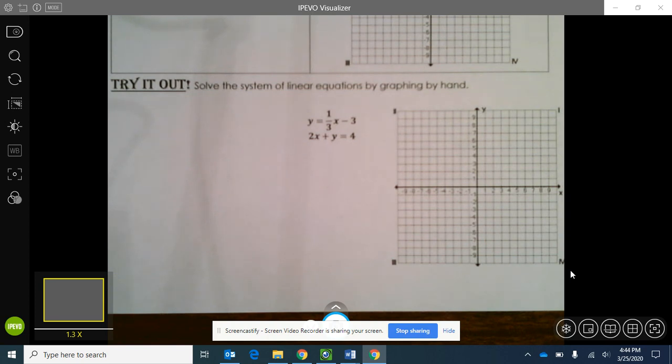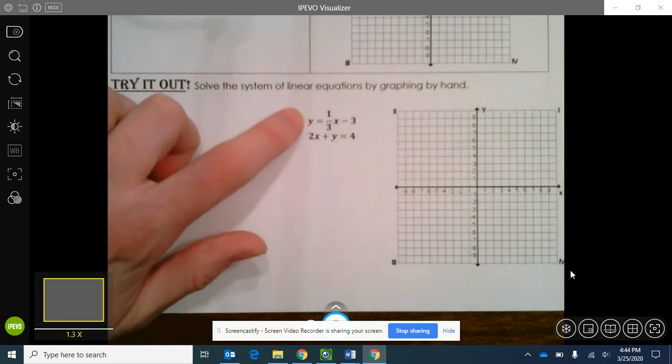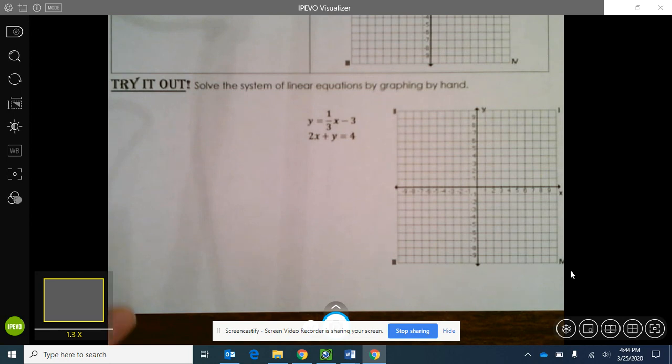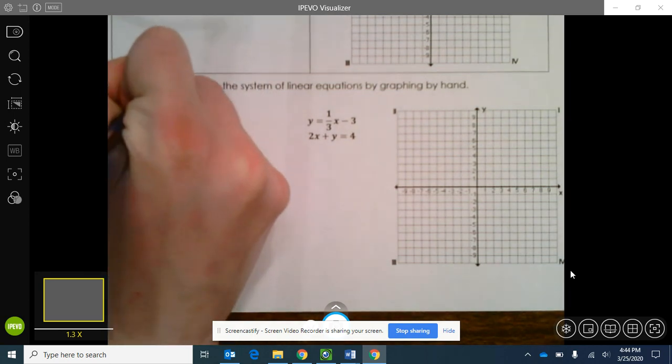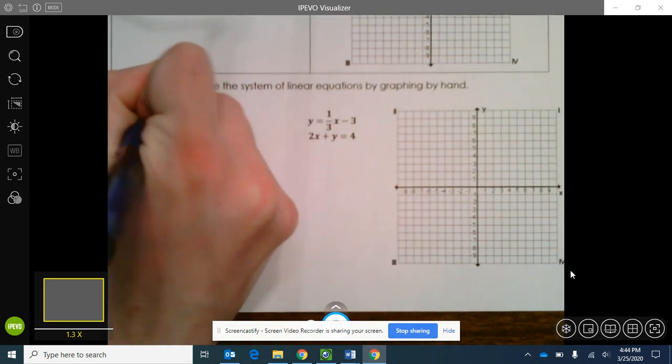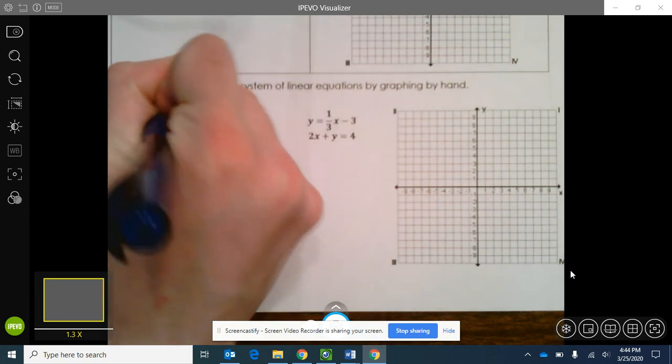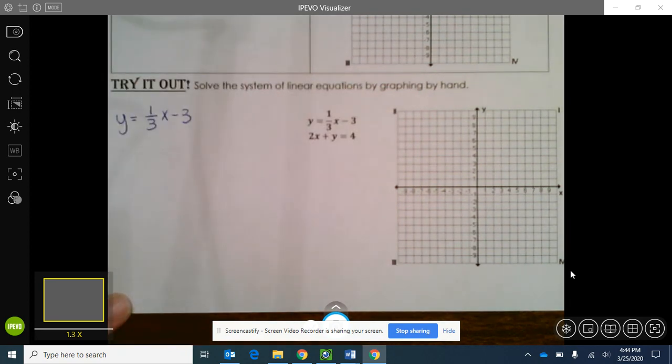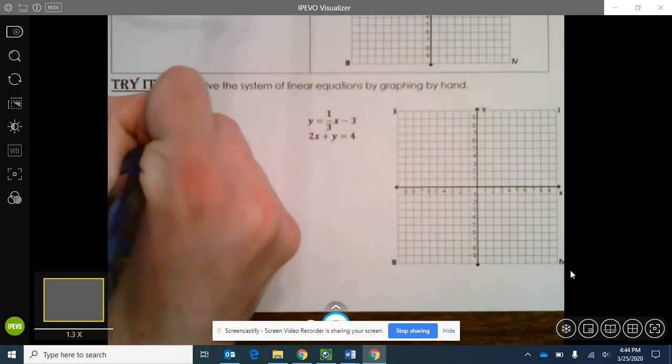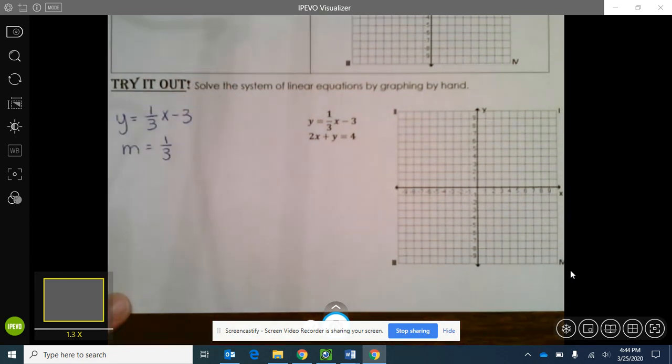So if you look at our example here, we have our first equation solved for y. So it's y equals, y is all by itself. This is in slope-intercept form. So for our first equation, okay, it's already solved for y. So our slope is going to be the number out in front of x, so 1/3.